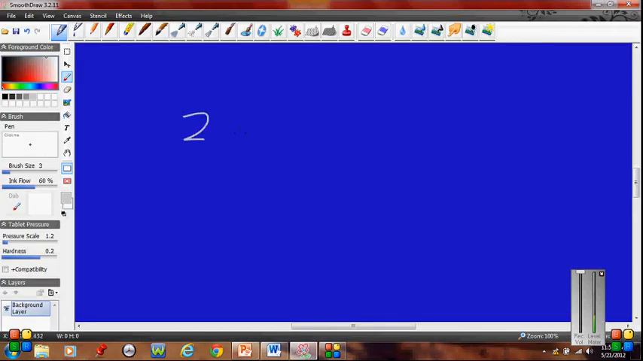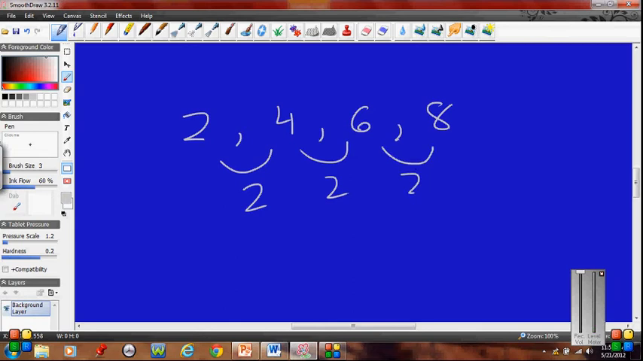Let's say you have 2, 4, 6, and 8. A lot of you have seen patterns like this before, most likely. So now we know that each prior term is being increased by 2 to give you the successive term. So this set of numbers is an arithmetic sequence, which is just a set of numbers increased by a common value, or a constant value, I should say.